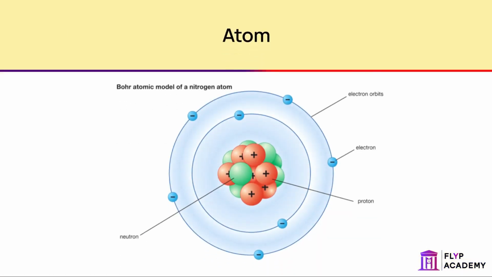Let's start with the term atom. Atoms are the smallest parts of elements. The word atom means undividable. Every element is made up of the same type of atoms. Elements are labelled with symbols. There are 118 known elements. For example, hydrogen is labelled with H, oxygen is labelled with O.